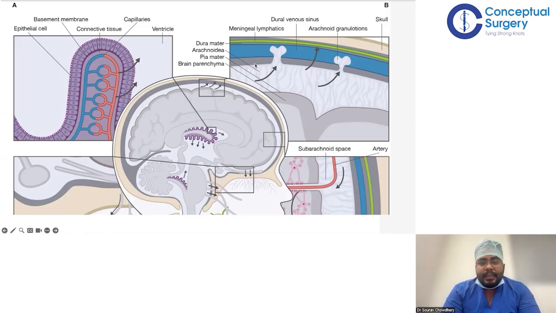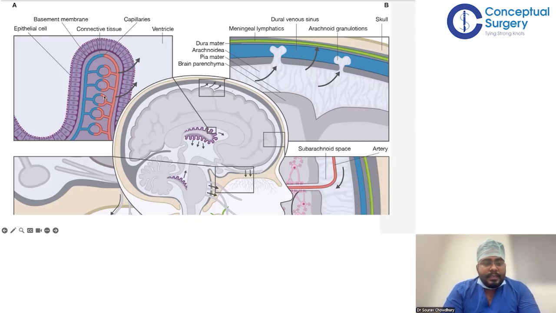Inside these there are undulations. You can see these undulations make the absorptive area larger; they increase the absorptive area. So the CSF goes from here and ultimately drains into these undulations, which are called arachnoid granulations. So the CSF enters this venous channel, the superior sagittal sinus, through these undulations.